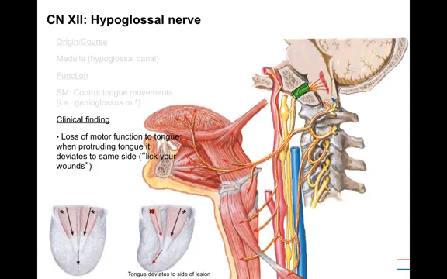So the way you remember this is you lick your wounds with the hypoglossal nerve injury. If you knock out the right hypoglossal nerve, you knock out the right genioglossus, so when you stick your tongue out of your mouth, the tongue deviates to the right. So there we have the hypoglossal nerve.